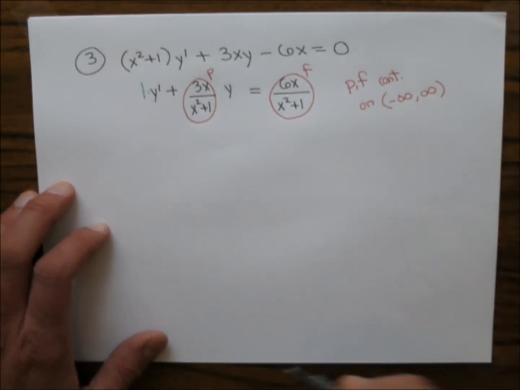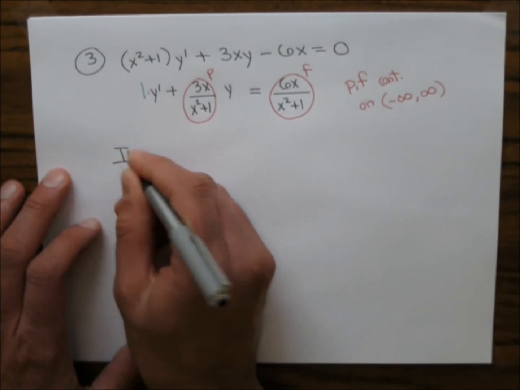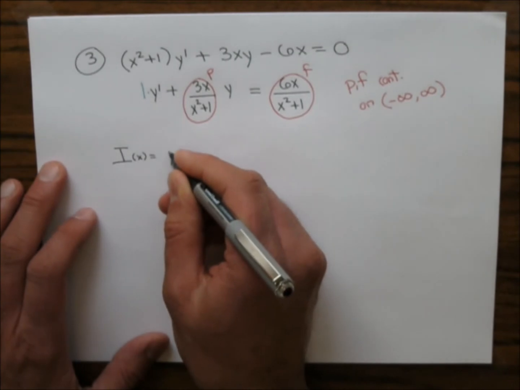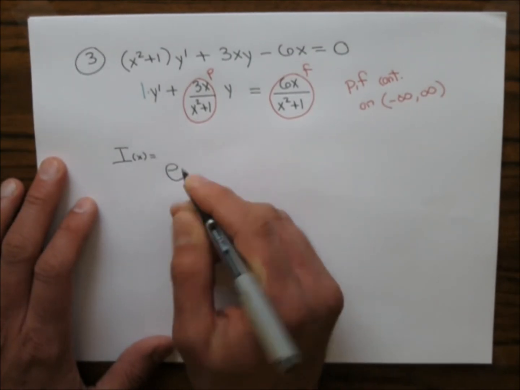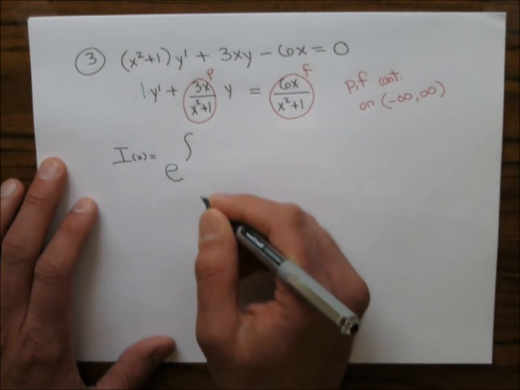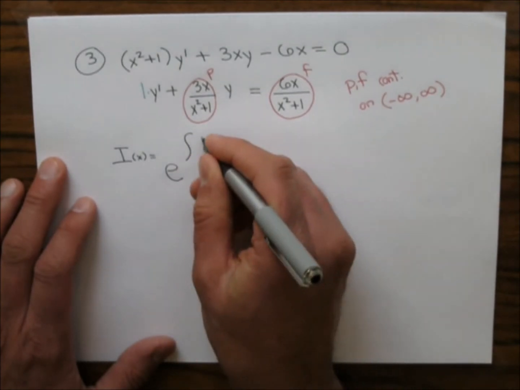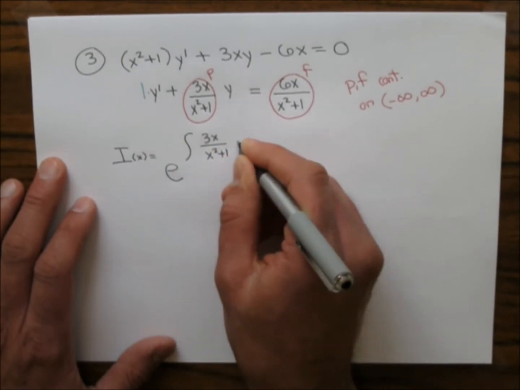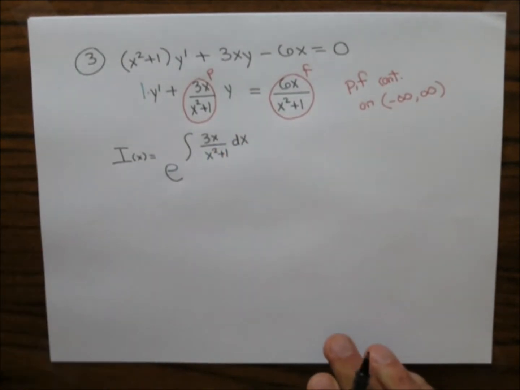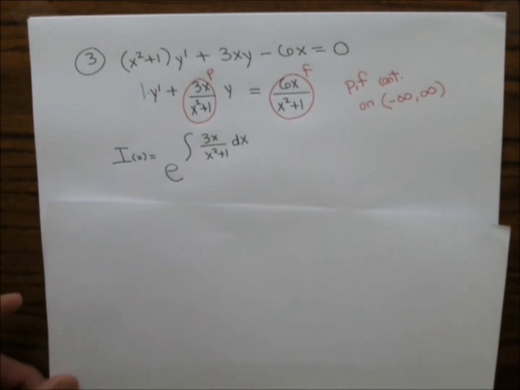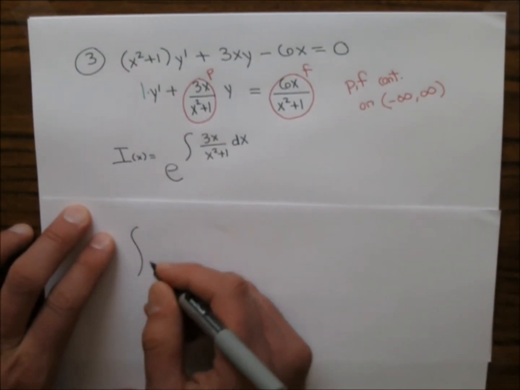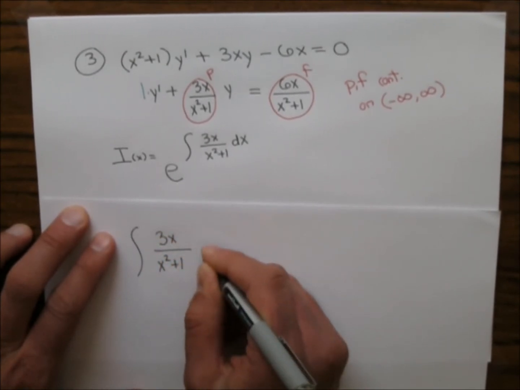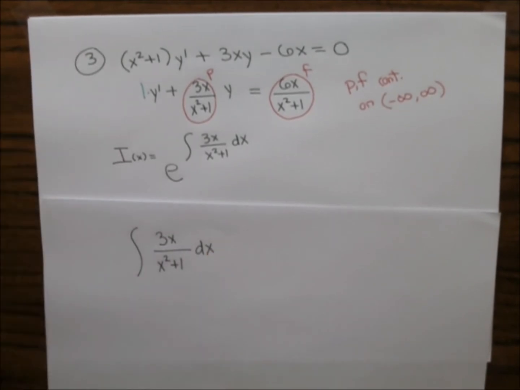So now it's time to find the integrating factor. The integrating factor is going to be e, I'm leaving some space here, and then we take that to the power of the integral 3x over x squared plus 1 dx. Okay, so basically on another piece of paper, I'm going to go ahead and do this. 3x all over x squared plus 1 dx. And then we'll come back to the problem.